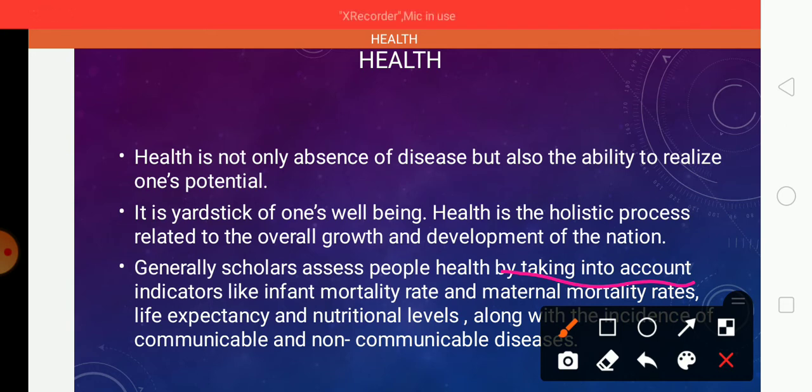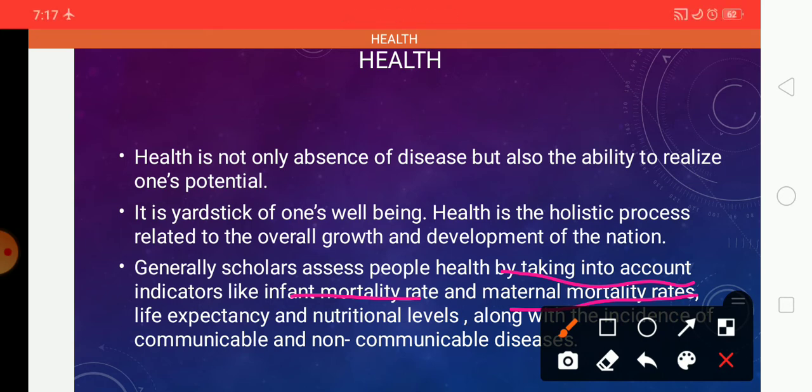Some indicators are the infant mortality rate. Infant mortality rate means the number of children dying before reaching their first birthday. When we look at the infant mortality rate, we will come to know where we are standing in health in the world. The next one is the maternal mortality rate, which means the number of pregnant women who die during delivery.